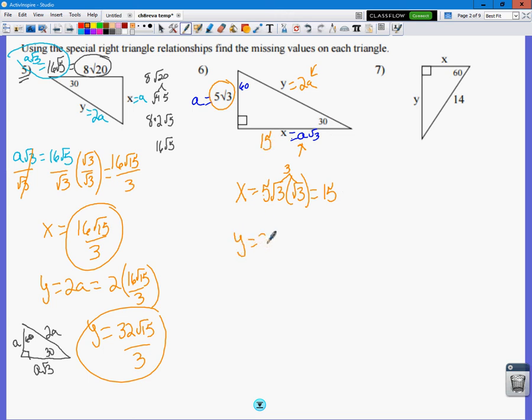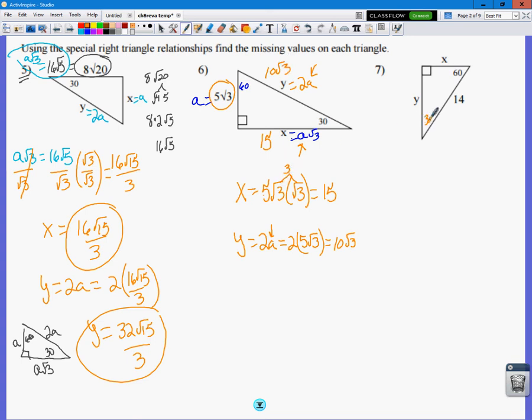Y is 2 times A. So where this A is, I'm going to replace it with 5 square roots of 3. And 2 times 5 is 10. So this side is 10 square roots of 3.